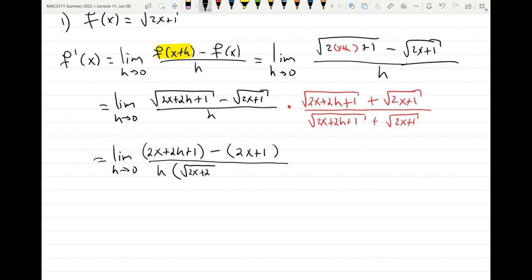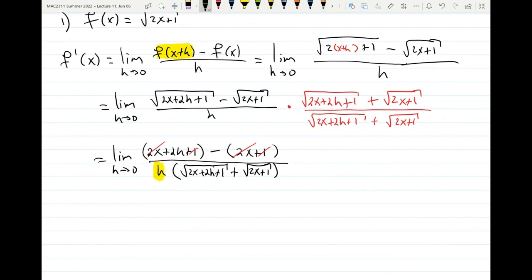I'm not going to distribute because remember, our job is to cancel that h. This h down here is responsible for the 0 in the denominator. We want to get rid of that so that we can compute the limit. Do you understand so far? Okay, so now let's simplify. Hopefully you see that some nice stuff happens. When you distribute this negative, the 2x will be negative, which is cancelled with this one. The 1 is going to be negative, which is cancelled with this one. Does everybody see this?